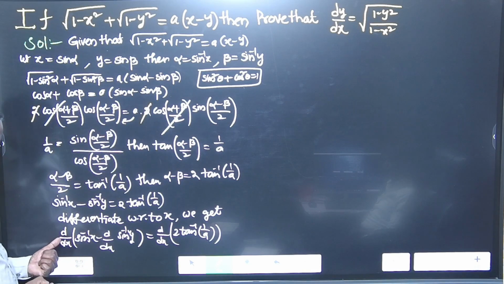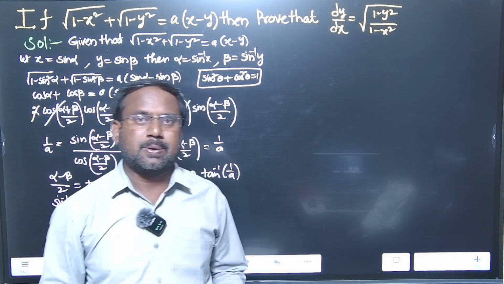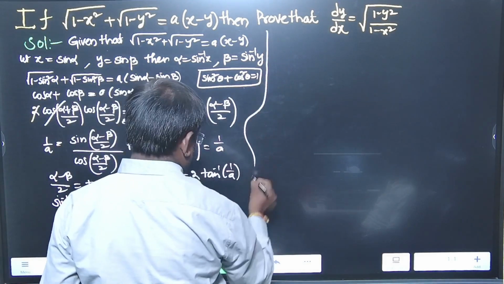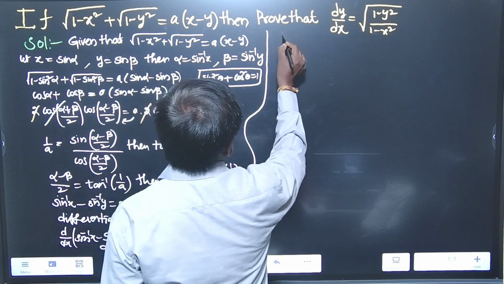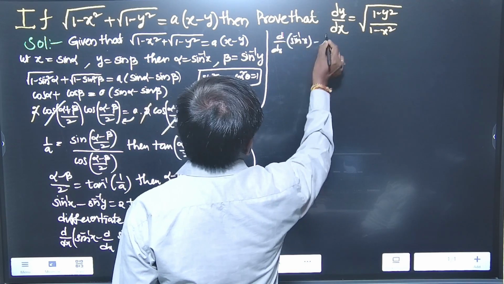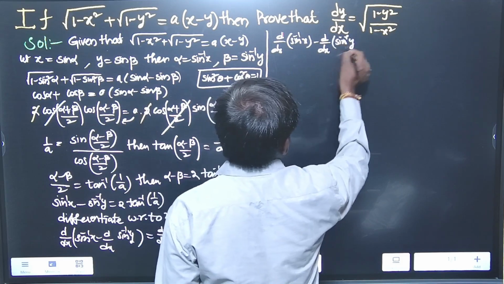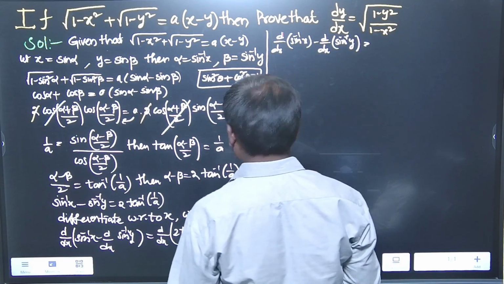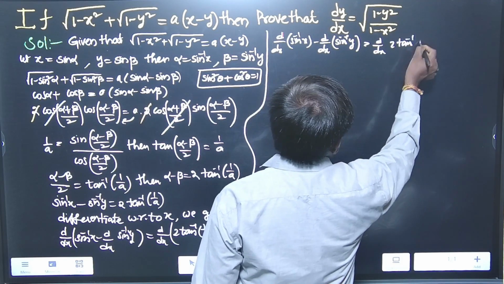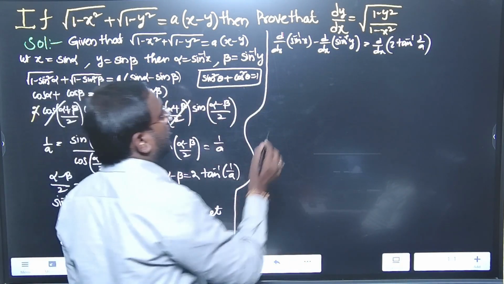Students, here d by dx of f of x plus or minus g of x means d by dx of f of x plus or minus d by dx of g of x. By this formula, we get in the next step: d by dx of sin inverse x minus d by dx of sin inverse y is equal to, student, d by dx of 2 into tan inverse of 1 by a. Now we recall the basic formulas of differentiation.